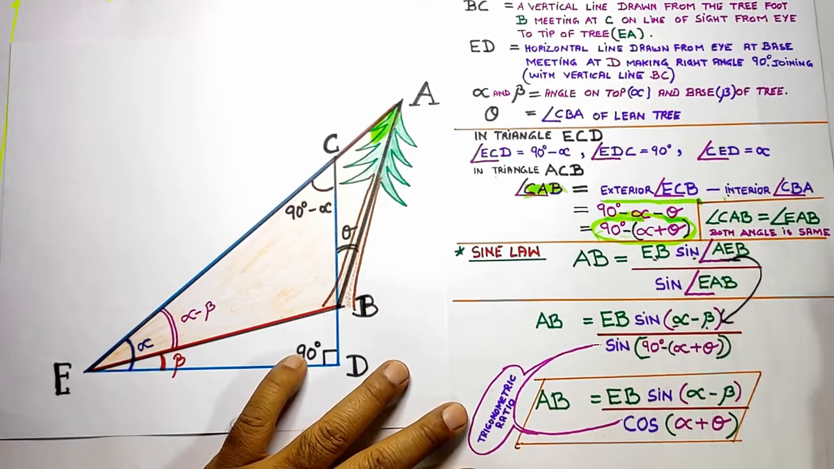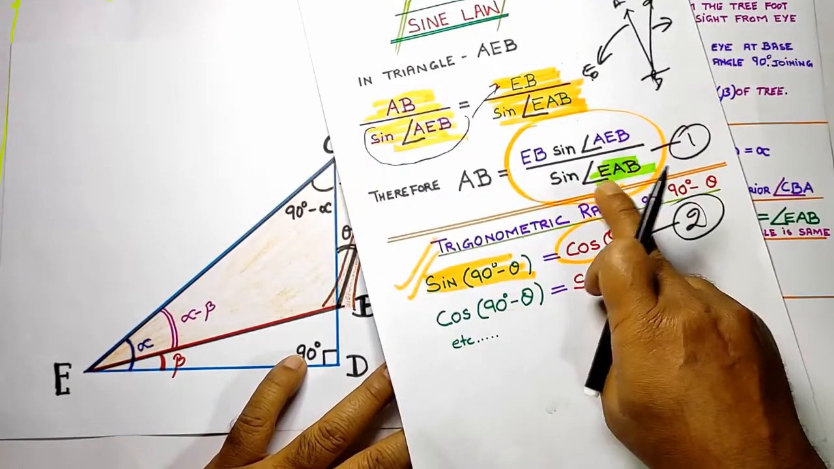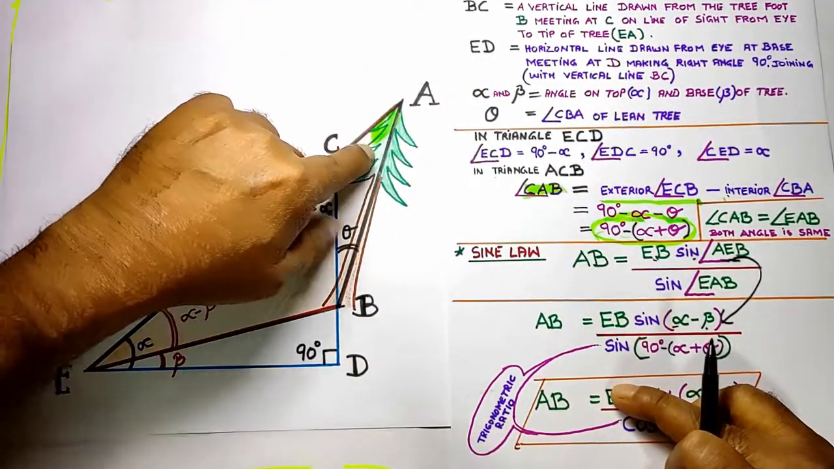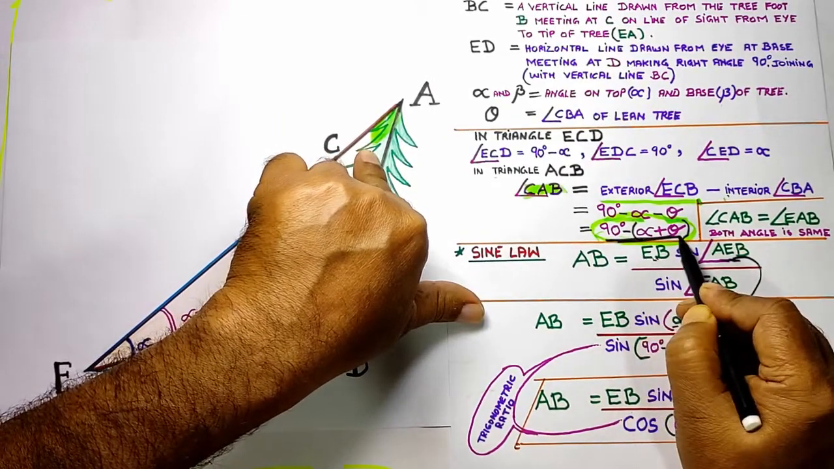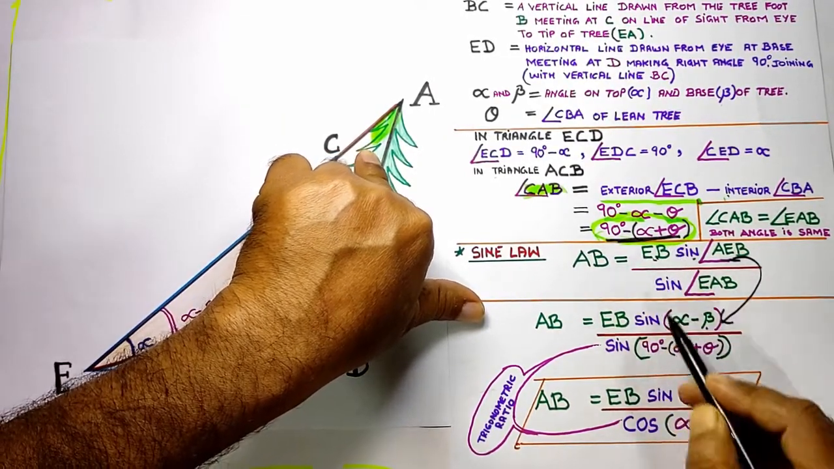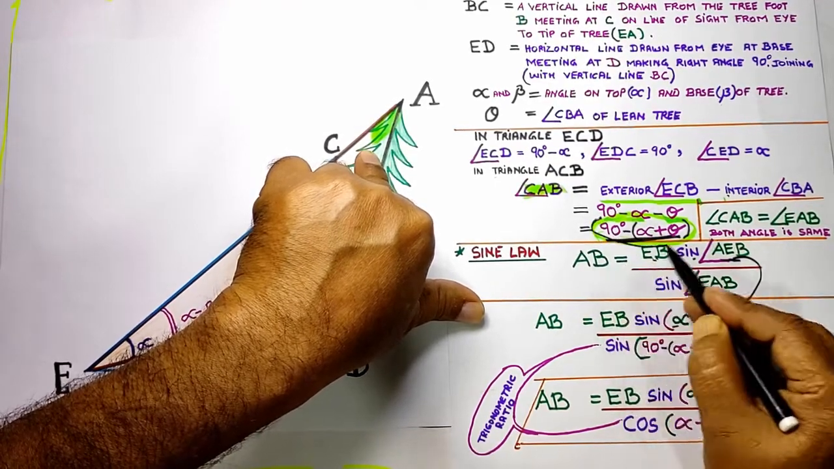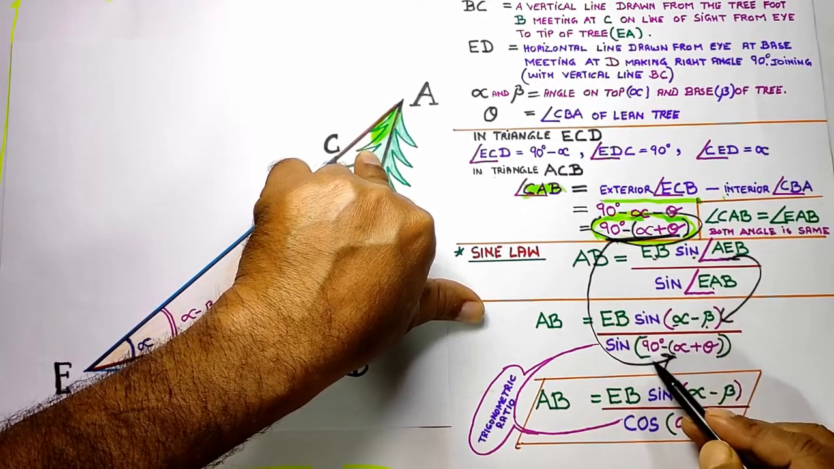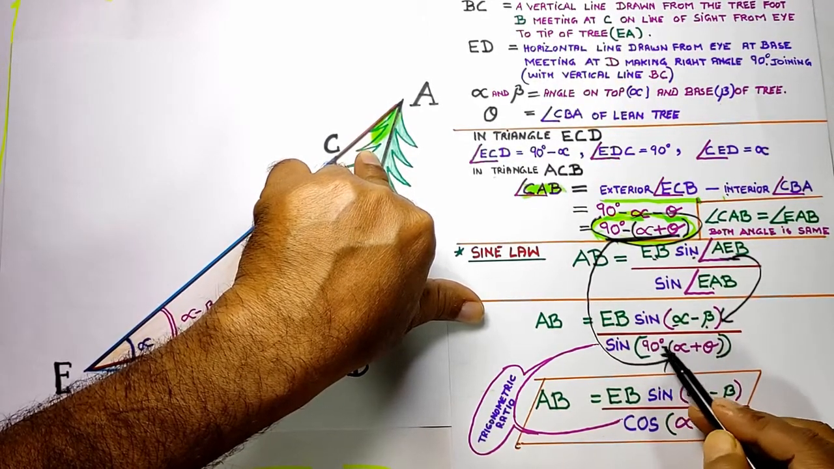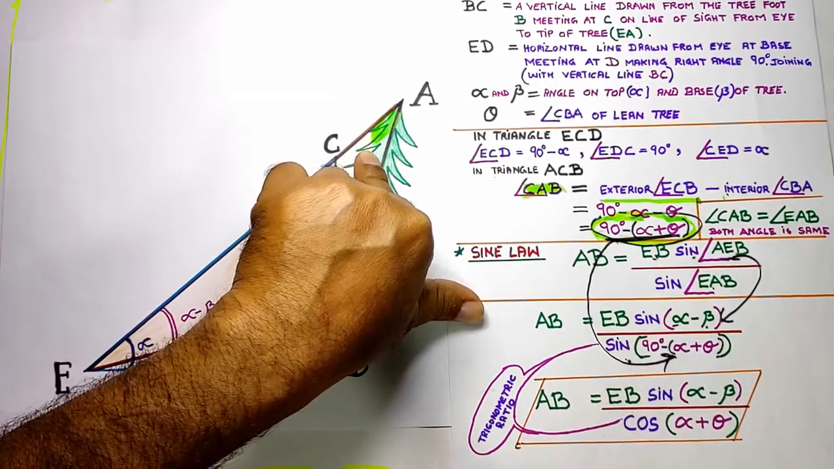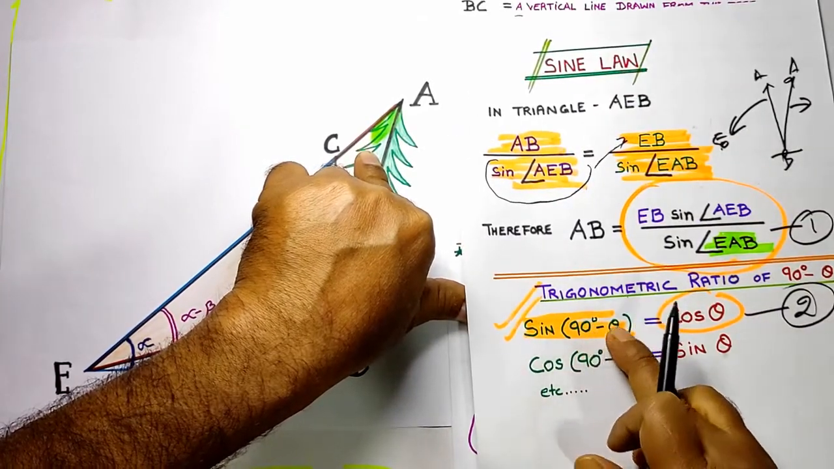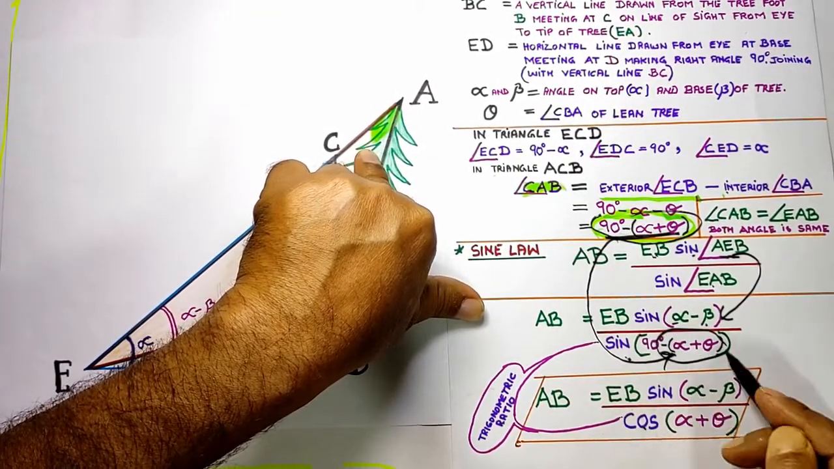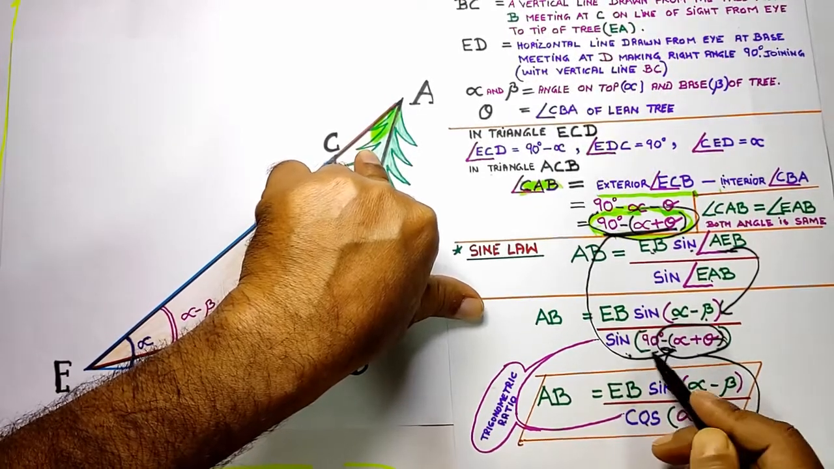And what is EAB? Just now I told you EAB is our main target. So to get EAB, this angle, we have just solved this one. We got it, and we'll put this 90 in EAB. So sine EAB, in EAB what is 90 degrees minus alpha plus theta, and this again is a trigonometric ratio. What is the trigonometric ratio? Sine 90 minus theta is equal to cos theta. So this sine will become cos, and this will be again alpha plus theta.